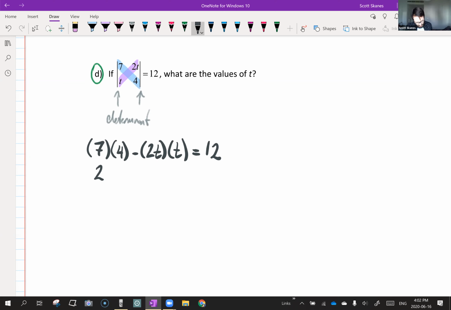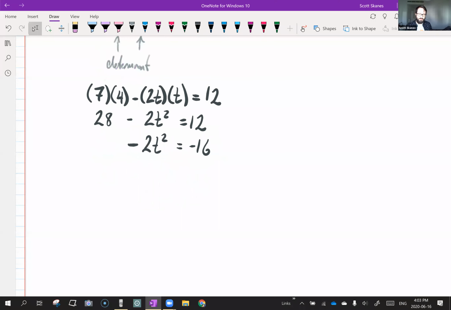We'll have 28 minus 2t squared equals 12. And then we're just going to solve for t. We're going to eventually divide, not quite yet, but we will. We'll bring the 28 to the other side. That'll give us negative 2t squared equals negative 16. I'm just solving it like normal. The first step was the determinant step. The rest is regular stuff. So divide by -2 on both sides. That means t squared equals 8.